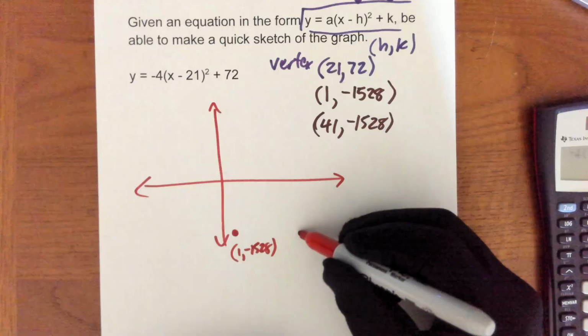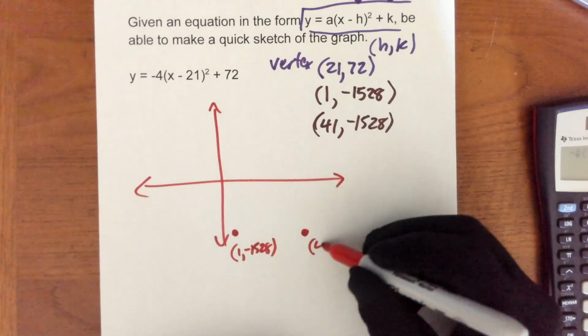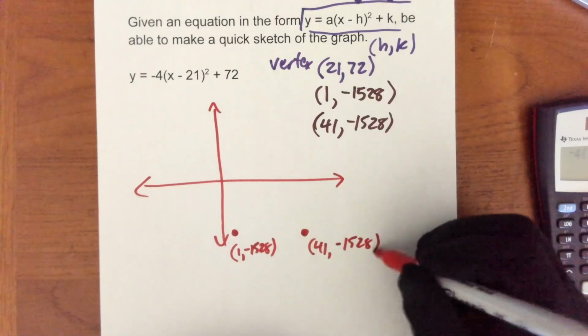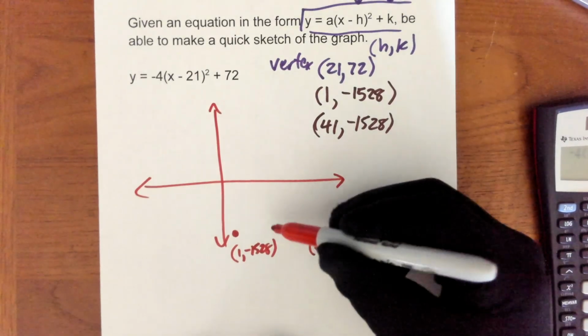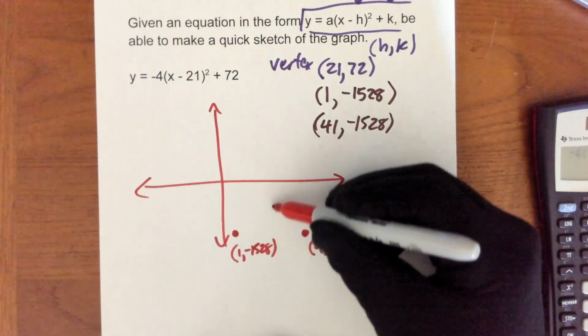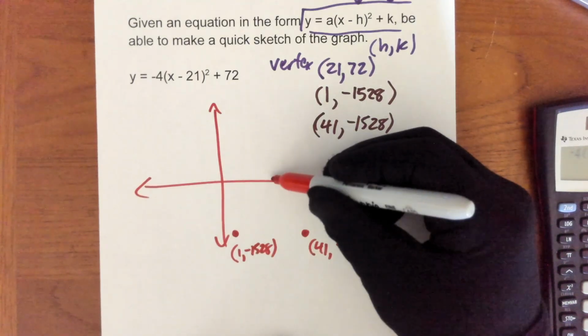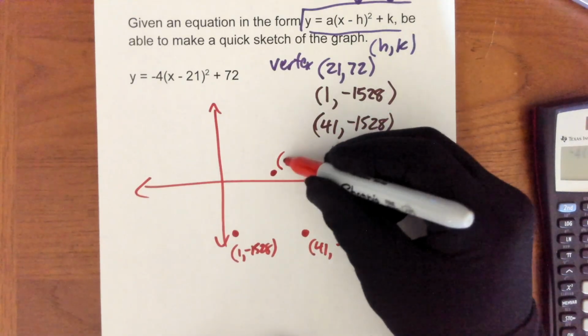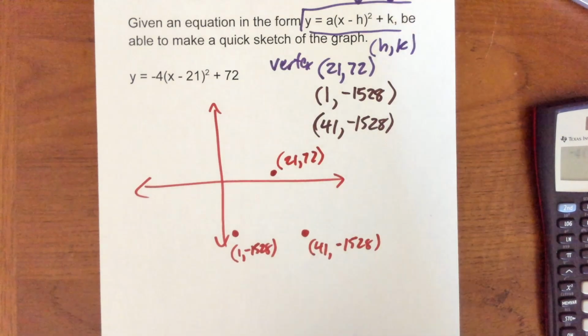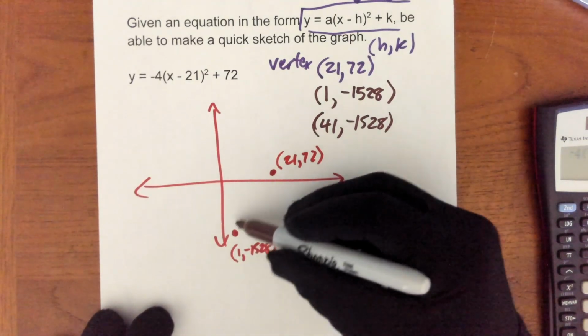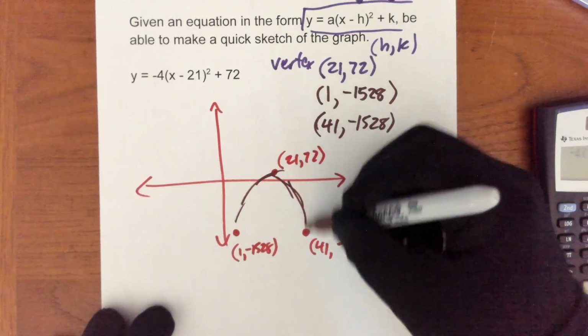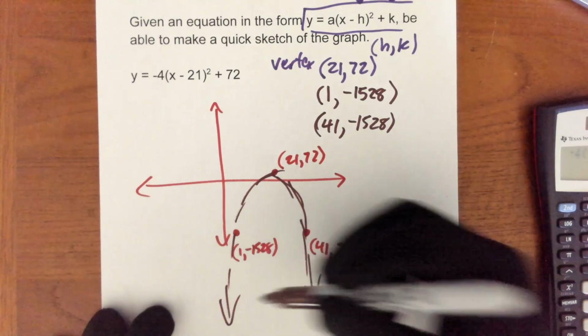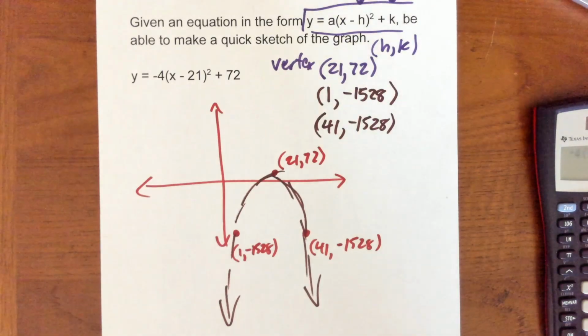and then we'll say this is 41, negative 1528, and halfway between them is 21, 72. Compared to that 1,000, this is hardly above the axis at all. 21, 72. Okay, and connect my dots with a curve. That is a quick sketch, just a basic idea of what the graph looks like.